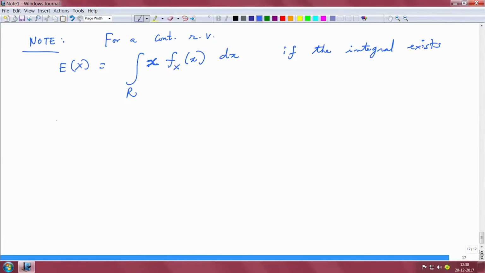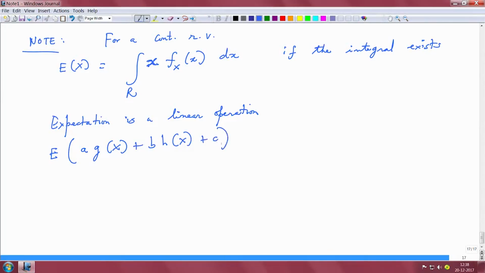One other important property that you need to know is that expectation is a linear operation. You can prove this. I will leave this as an exercise, sort of straightforward. So, if I give you a mixture of functions of a random variable, let us say a times g of x plus b times h of x plus c, and I have to compute the expectation, I can do this as a times the expected value of g of x plus b times the expected value of h of x plus the expectation of a constant, which is the constant. So, this is an important result. It is a linear operation, but it is a very straightforward and trivial result that you can easily prove.